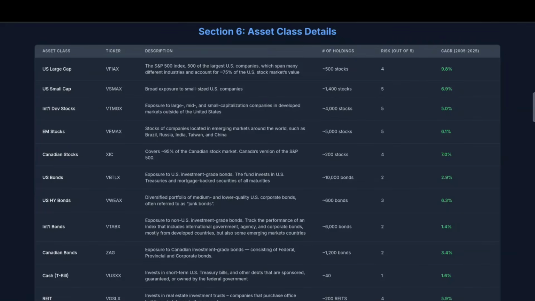Now we look at international bonds. So these are exposure to non-US investment grade bonds, tracking the performance of indices that include international governments, agencies, and corporate bonds, mostly from developed countries, but also from emerging markets. Huge number here, 6,000 bonds. Risk rating drops to 2 now, but again, returns a CAGR of around 1.4%. Canadian bonds, again, these are exposure to Canadian investment grade bonds. So federal, provincial, and corporate, around 1,200 bonds, risk rating of 2, but around 3.4%.